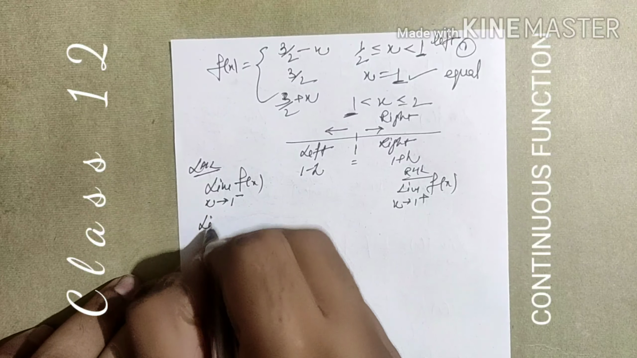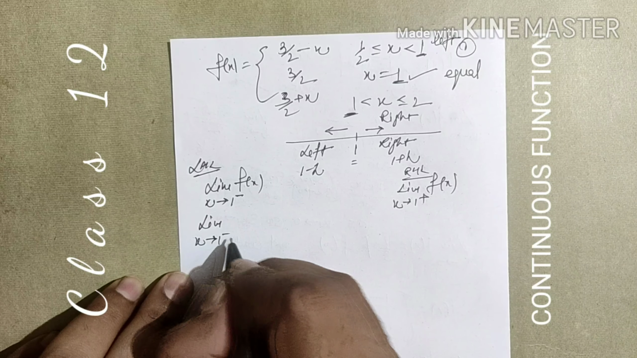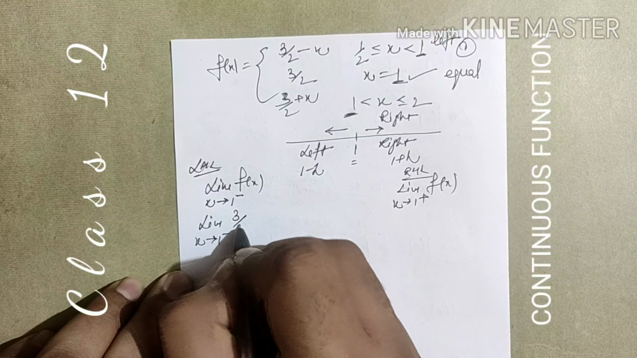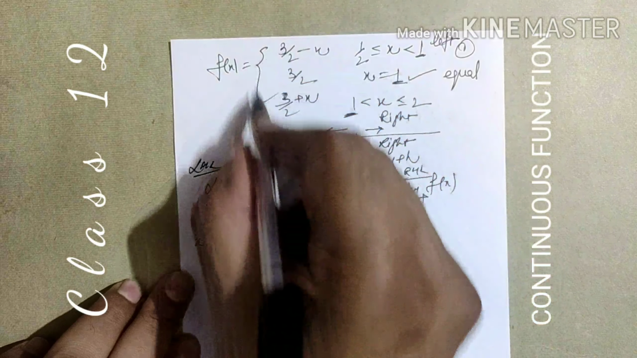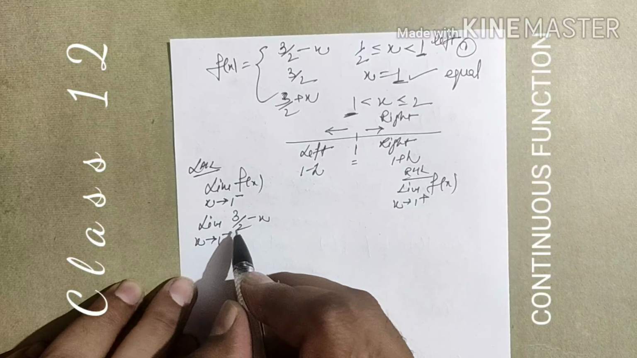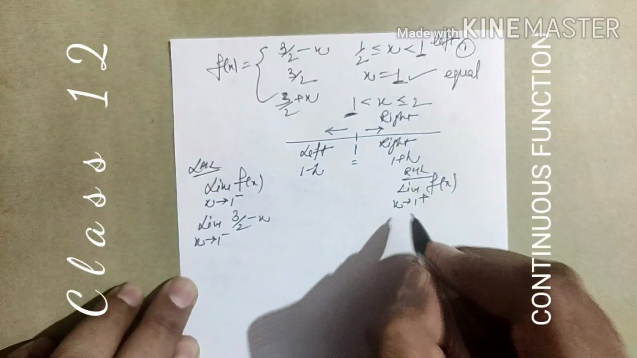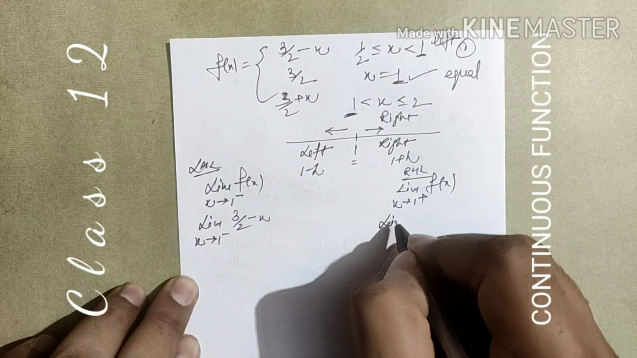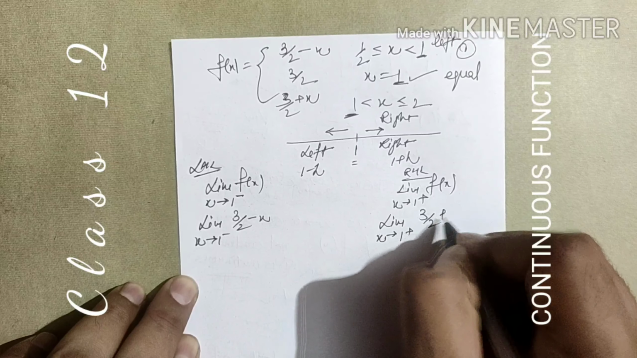Now we have to choose the function according to the value. Less than 1 means left of 1, this one. So the function should be 3 by 2 minus x. Be careful at this time. We choose the function from here according to the limit part. It is less than 1 means left, so we choose according to this. This is the right side of 1, so we choose according to this. So limit x tends to 1 plus, the function is here 3 by 2 plus x.